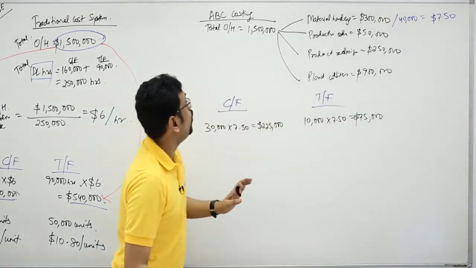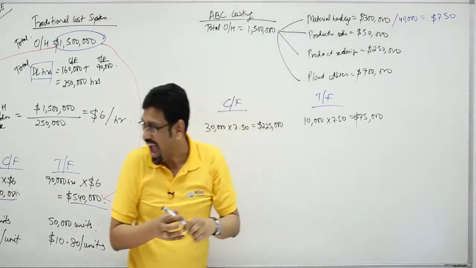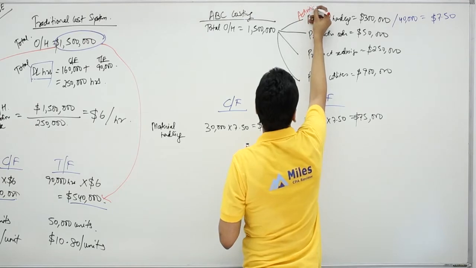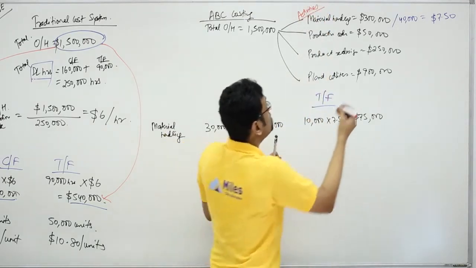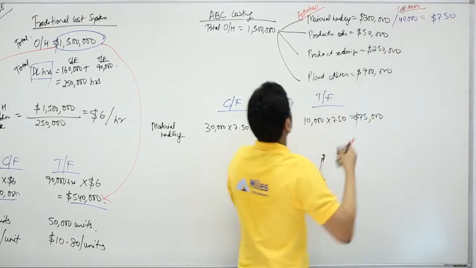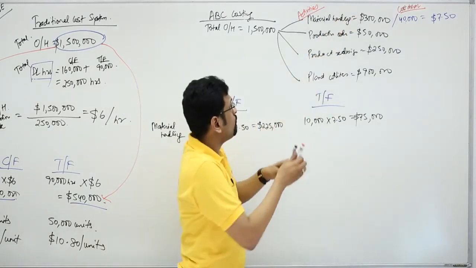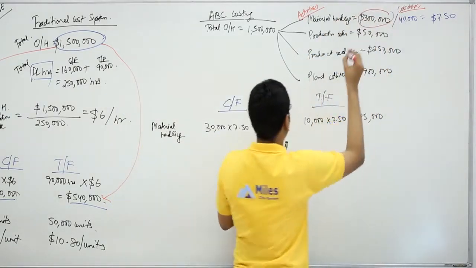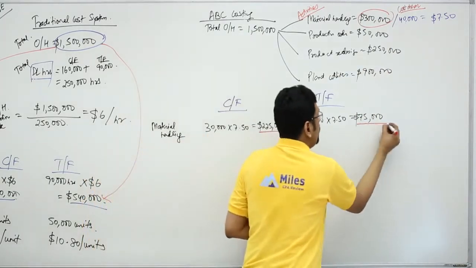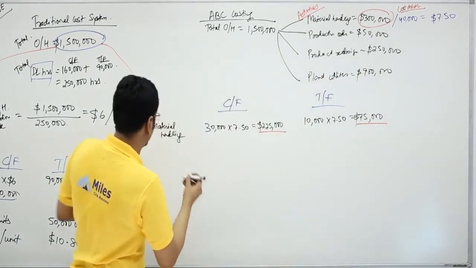So guys, as you can understand, we are not allocating the 1.5 million directly. We're breaking it down into various activities. We're going to use cost drivers to allocate the cost relevant to these activities. So the $300,000 of cost that you have here for material handling is allocated $225,000 to ceiling fan and $75,000 to table fan. Let's look at the next activity, production orders.